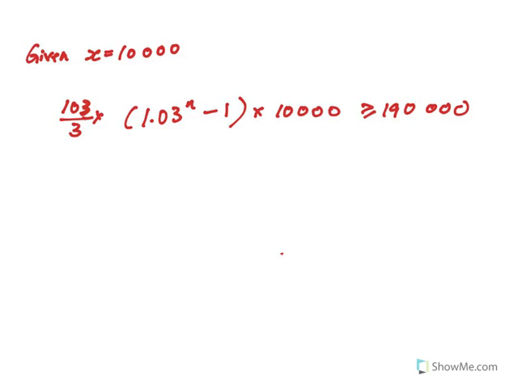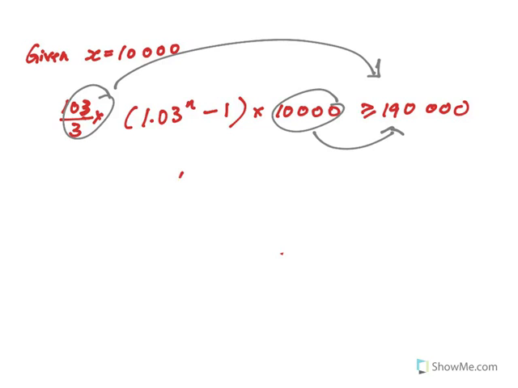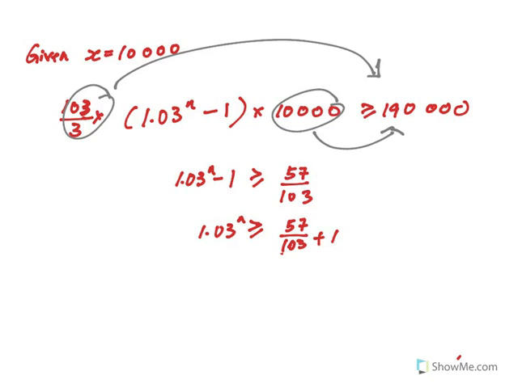At least 190,000, must be more than or equal. Right? So you just bring this number across. You bring this number across. Okay, you're just going to get a quick, nice, beautiful inequality. That 1.03 to the power of n minus 1 is just 57 over 103. To find this n, you can see 1.03 to the power of n will be 57 over 103 plus 1, and after I log both sides, n ln 1.03 is greater than or equal to ln of 103 plus 57, so it's 160 over 103.